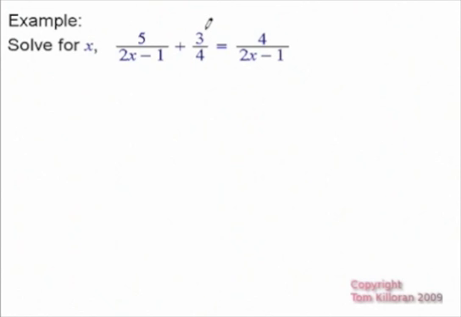And in this case, the common denominator between all of these fractions is going to be, well, the 2x minus 1, and the 4 is the other factor. So I'm going to multiply both sides by 4 and 2x minus 1. And multiply this side also by 4 times 2x minus 1.